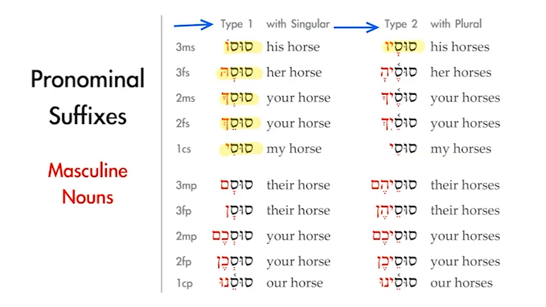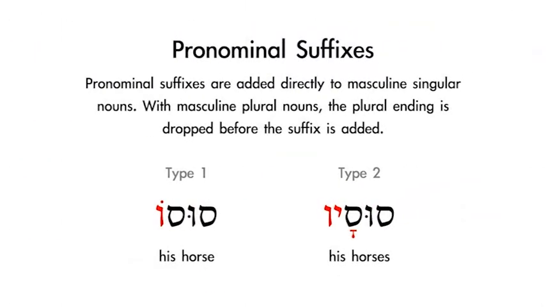Let's consider some of the type 2 forms. Susau, his horses. Suseha, her horses. Susecha, your horses. Susayak, your horses. And susai, my horses. One of the things that you'll observe in the plural paradigm, both the upper register and this lower register, is that the masculine plural ending im has dropped. The only way to tell that a noun with a pronominal suffix is plural is by the use of the type 2 pronominal suffixes. Let's look at that more closely.